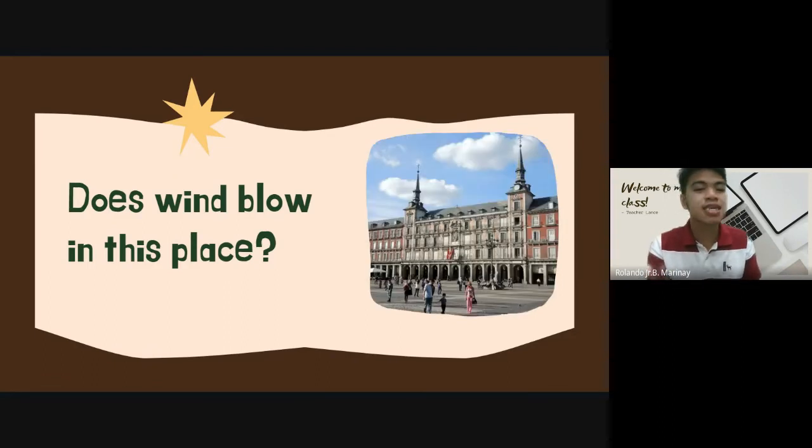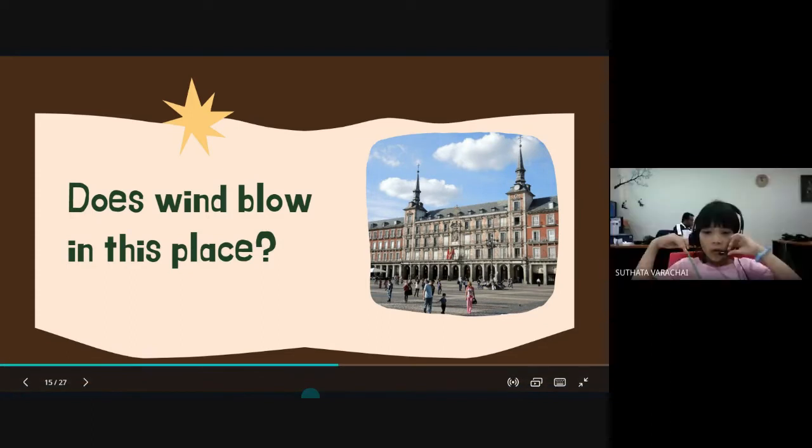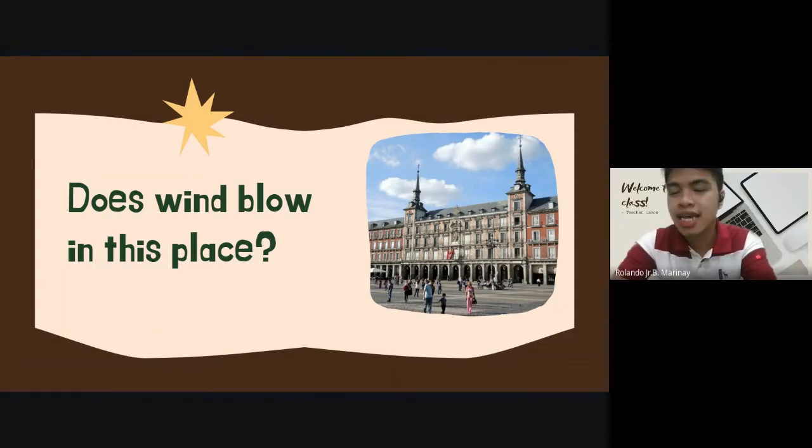Next, does wind blow in this place? You think so? Yes, it does, because it's outside any room. It's outside the building, so yes, it does. Maybe the wind here is not very strong, but the wind still moves in this place. You're going to check it, okay?